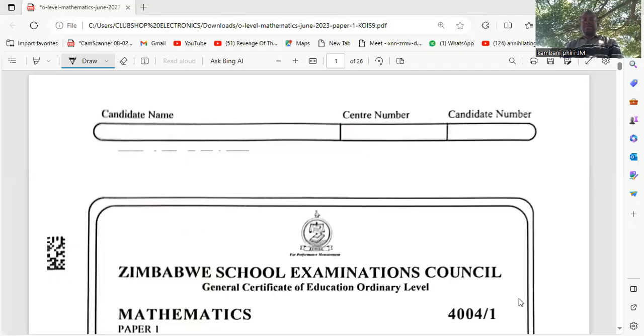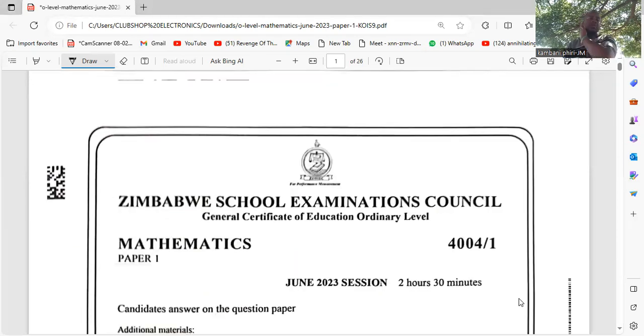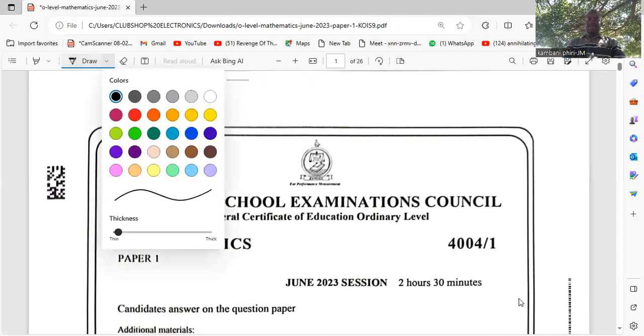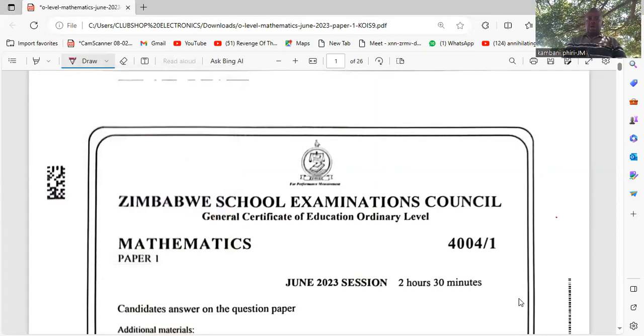All right, this is the paper we are talking about. The Zimbabwe School Examinations Council, General Certificate of Examination, Ordinary Level of June 2023 session. That is paper 1. So if you are watching this for the first time, I would encourage you to check for the other questions, question 1 to question 8. There are videos for all the questions, so you can check and be helped.